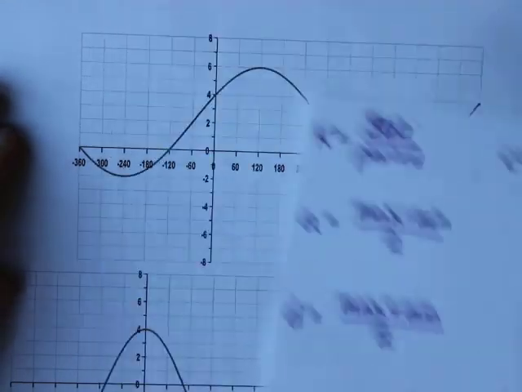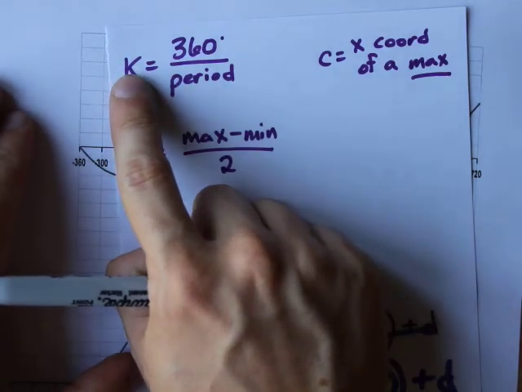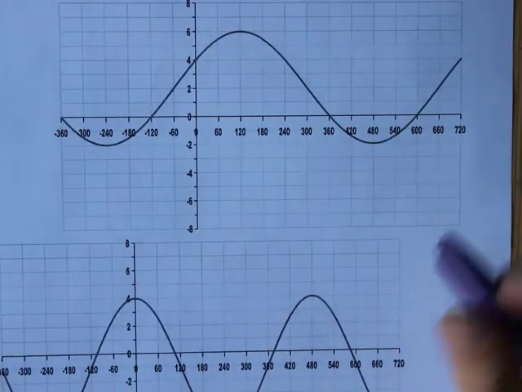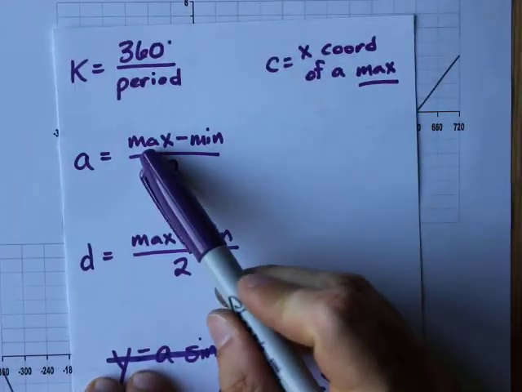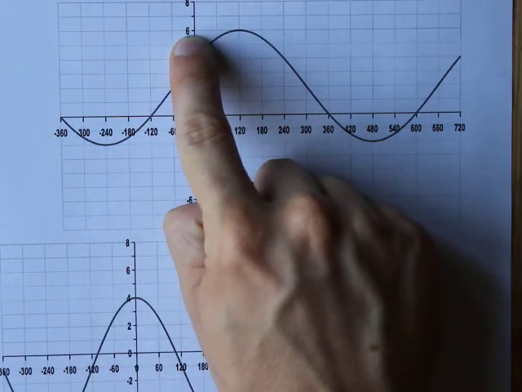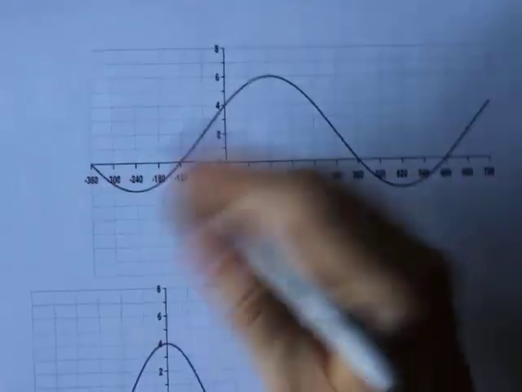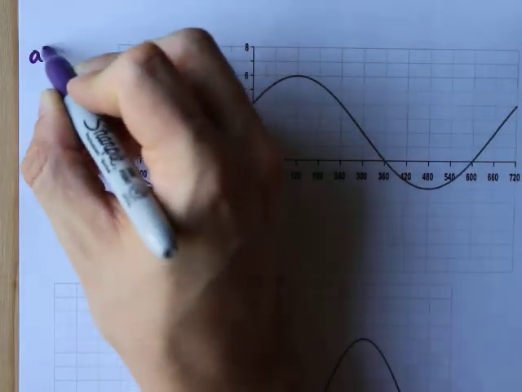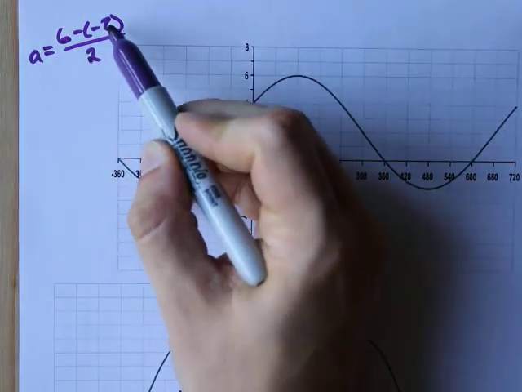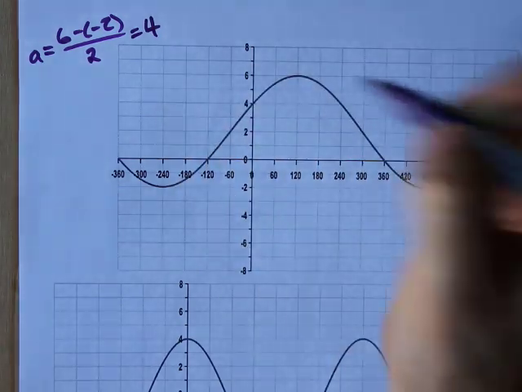Let's get to work. We need to find amplitude, vertical shift, the horizontal stretch or compression I should say, and the phase shift for this first one here. The amplitude, we have a formula for. It is max minus min divided by 2. Your job is to find how high it goes, 6, and how low it goes, -2. With those numbers, you can just plug them straight into the formula. A equals max minus min divided by 2. 6 minus -2 is 8, divided by 2 is 4. All right, my amplitude's 4.